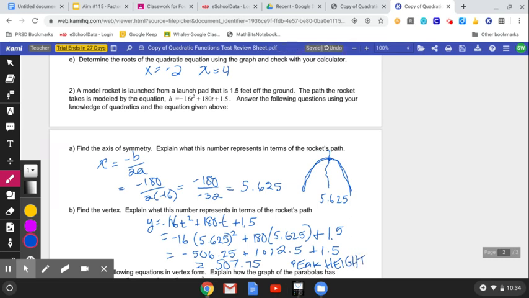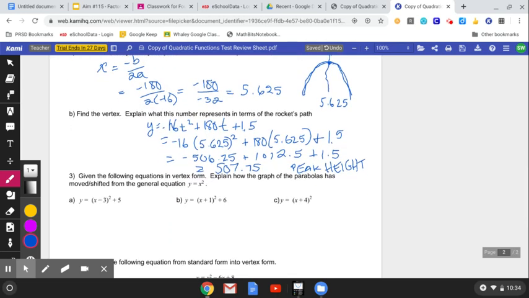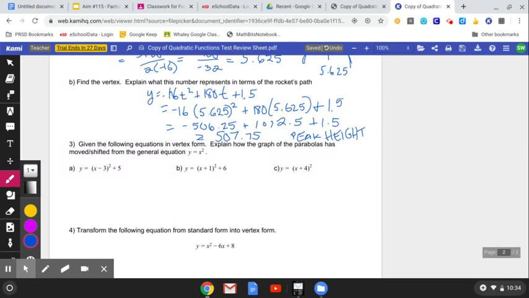Can you apply your knowledge of quadratics to this? All right, number 3, given the following equations in vertex form, explain how the graph of the parabola has moved or shifted from the general equation. We know that these numbers tell us how the parabola is going to move, left or right, up or down. Remember that the first number tells you left or right, the second number is up or down. So this is a -3. Remember, it's opposite of what you would expect. So that's going to be right 3 and up 5.